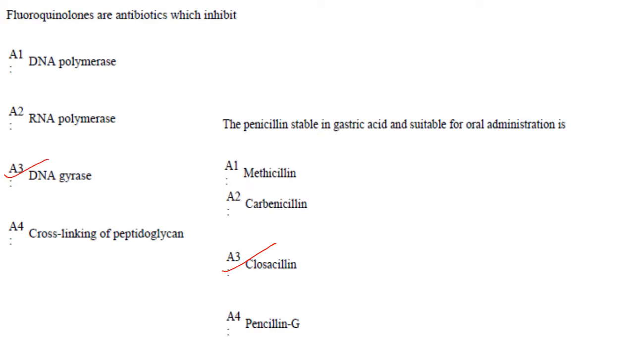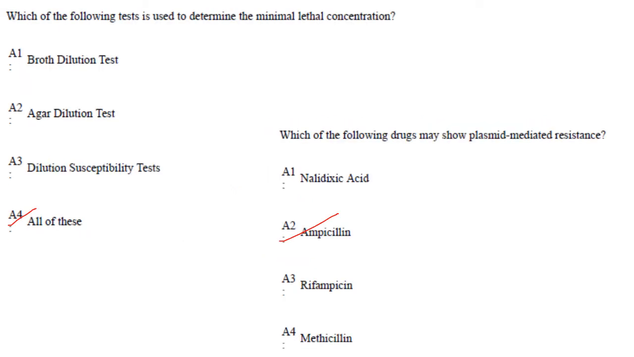Then next one, fluoroquinolones are antibiotics which inhibit. They block bacterial DNA synthesis by inhibiting DNA gyrase, that is needed in the process for relieving the tension during DNA replication. So the answer is option 3, that is DNA gyrase. Then the penicillin stable in gastric acid and suitable for oral administration is cloxacillin. Answer is option 3. Then which of the following test is used to determine the minimum lethal concentration?